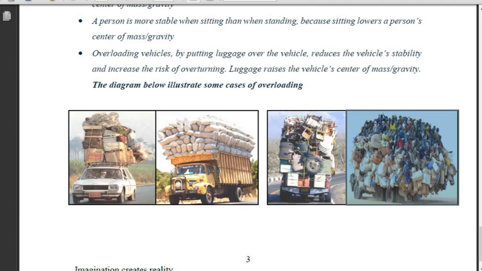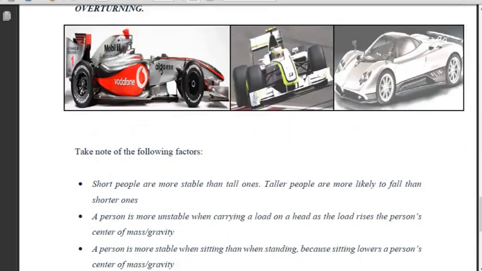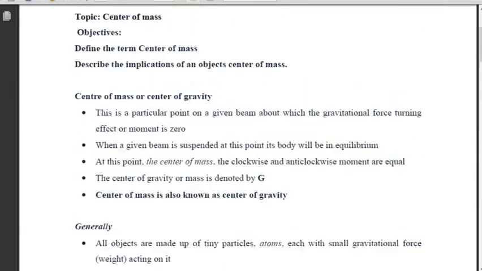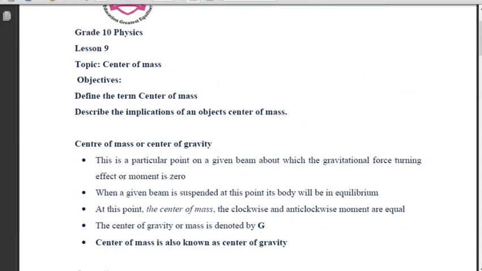So what I want you guys to do is read over this material and get a basic understanding of what center of mass is. In the next lesson, we'll also look again at the effects of the center of mass, and we'll look at how we can determine the center of mass using a lamina and on different objects.